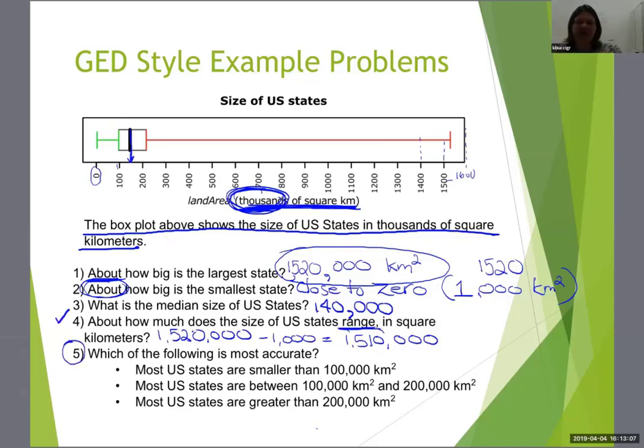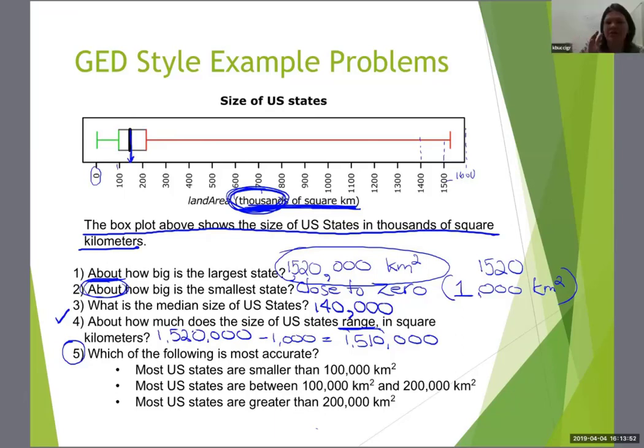Okay, then let's look at number 5. Which of the following is most accurate? That sounds like the science or social studies test. Most US states are smaller than 100,000 square kilometers. Most US states are between 100,000 and 200,000 square kilometers. Or most US states are greater than 200,000 square kilometers. Man, it's that issue with length of bar again, isn't it?